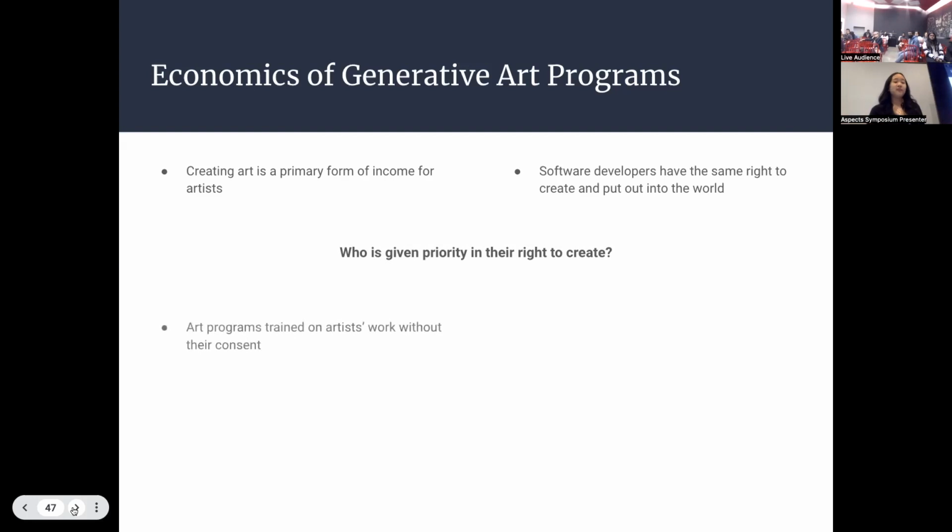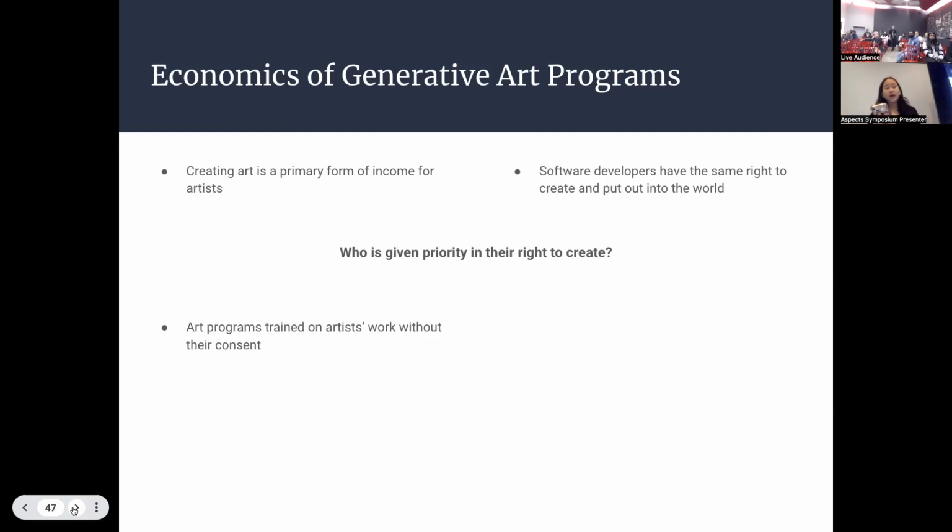Then the next point that I have is that art programs are trained on artists' work without their consent. I mentioned this earlier, but I think this is a big, big thing. There's actually litigation currently surrounding Stability AI, which I had mentioned earlier. And I don't know if you were paying attention, but all of the images on the right were from Stability AI and all of the images on the left were from DALL-E. So currently there's litigation concerning the images that generative art programs use, and specifically Stability AI has come into question as they're trained on all of these images.